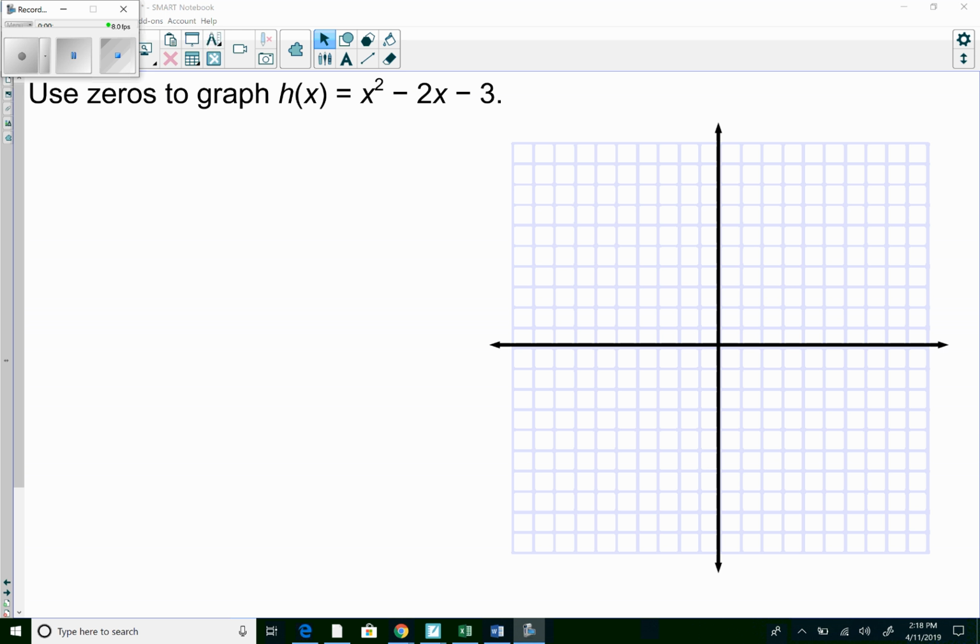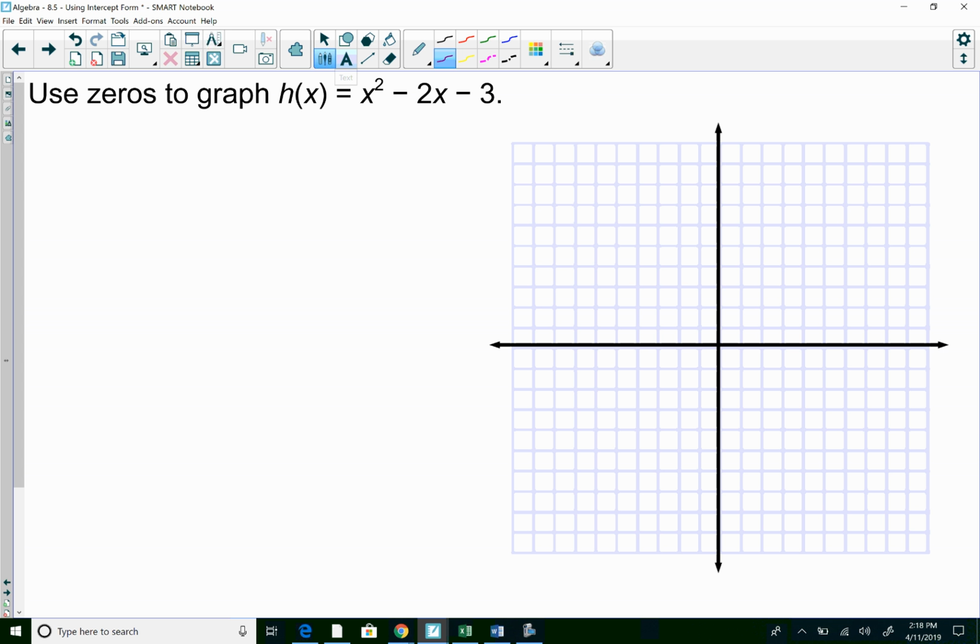First off, with this first example, we're supposed to use the zeros to graph this function. Something that we need to start getting in the habit of is recognizing what form this is in. Right now, we're in standard form. So we're basically just going to start by taking this function in standard form and we're going to factor it. So here's my h of x. We've got x squared minus 2x minus 3. So we're just going to take this, we're going to factor it.